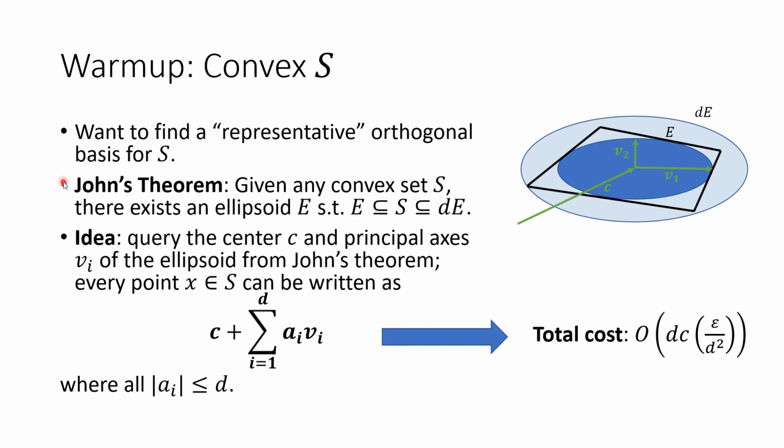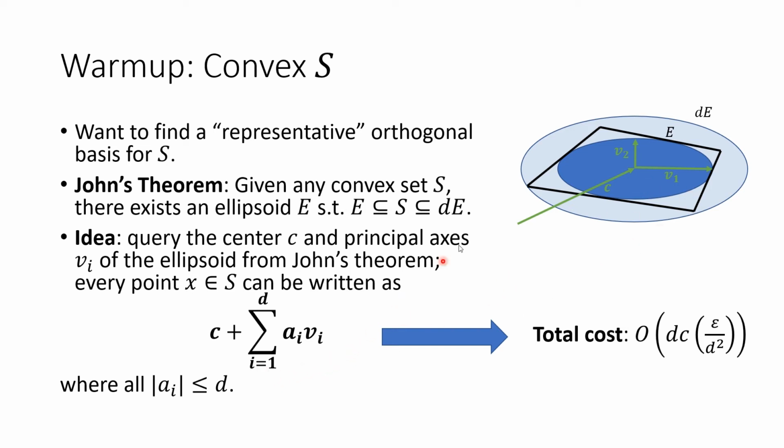for any convex set S, there exists an ellipsoid E such that E is contained inside S. Importantly, S is contained inside D times E, the dilation of E by a factor of D. So this leads to the following simple approach. You can look at John's ellipsoid, and query both the center and the principal axes of John's ellipsoid. And importantly, this lets you write every point in your set S as a linear combination of first C plus some combination a_i times v_i, where the v_i are these principal axes.